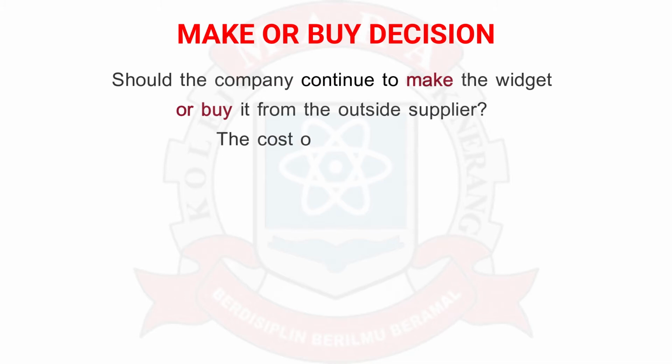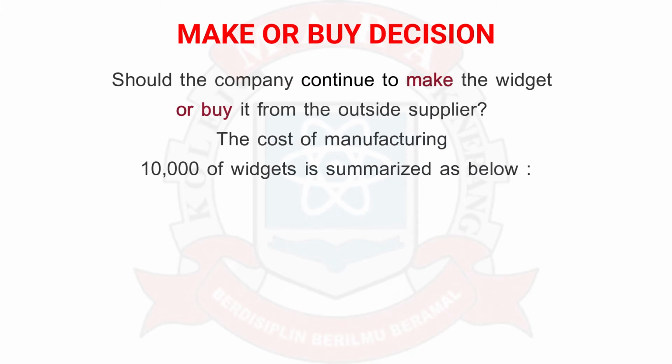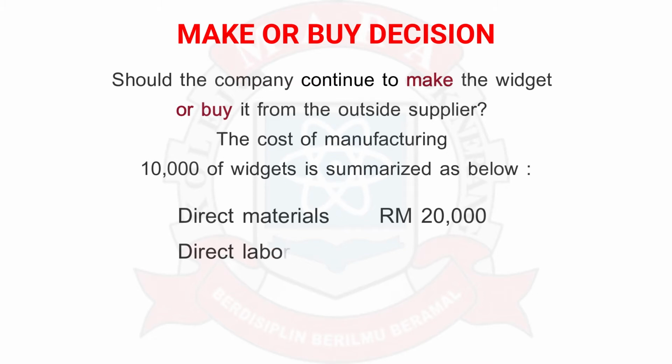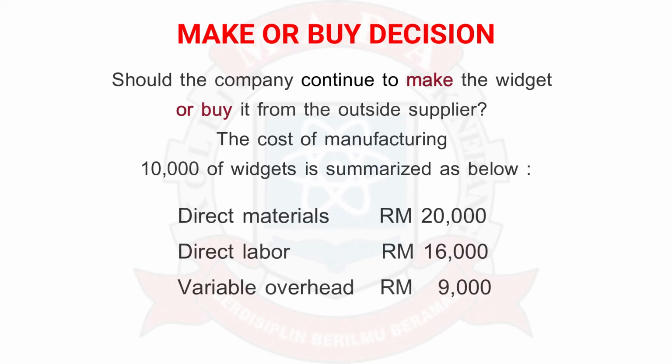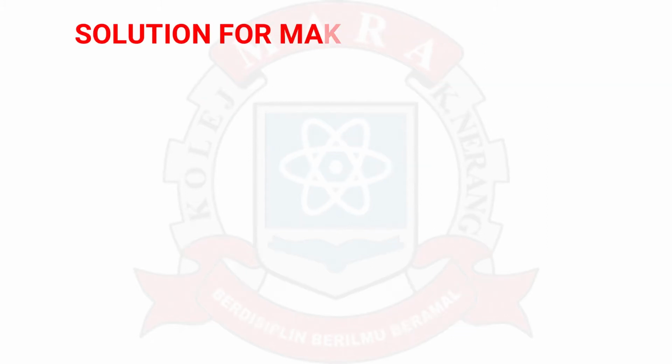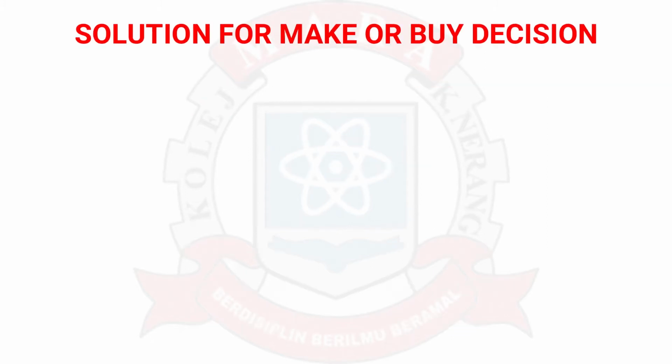The cost of manufacturing 10,000 units of widgets is summarized as below. Direct materials, RM20,000. Direct labor, RM16,000. Variable overhead, RM9,000. Fixed overhead, RM15,000.